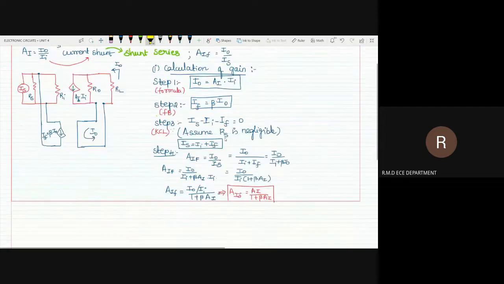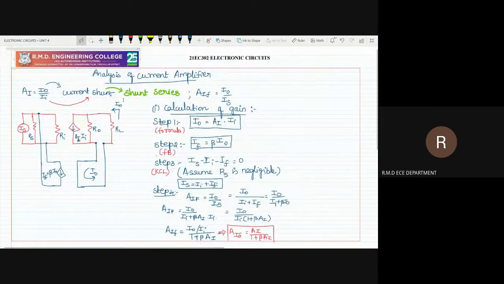The second one is nothing but your analysis of current amplifier. The same methodology you have to follow. See here, output is your current, so the word current I have to write. Input is current, so it is called shunt. The same shunt has to be copied here, and then output is current, so it is called series. So another name of current amplifier is shunt series. Then see here, input will be the shunt connection, output will be the series connection. Then you have to write the diagram.